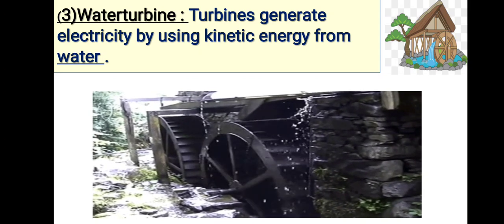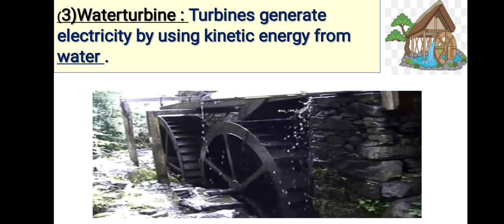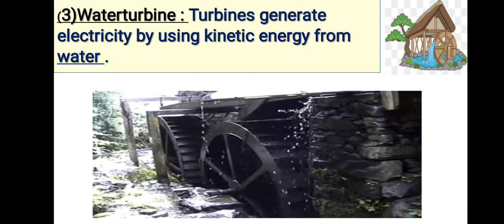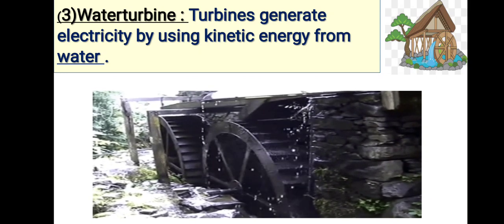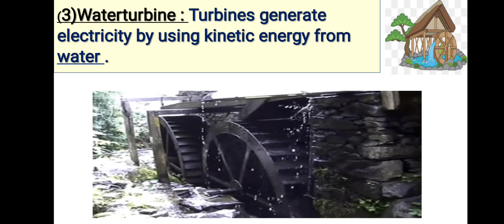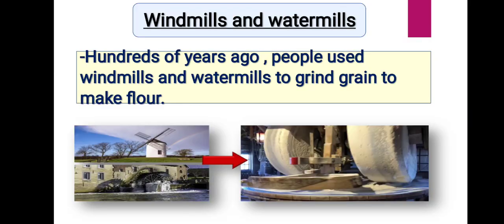Okay, so how can we generate electricity from the renewable resources of energy? We can generate electricity from renewable resources of energy like water, wind, and solar energy by using a water turbine, a wind turbine, and solar panels. Okay. After that, let's start to talk about the windmills and the watermills.